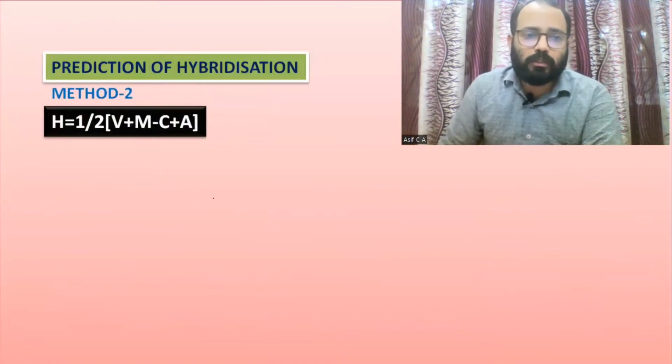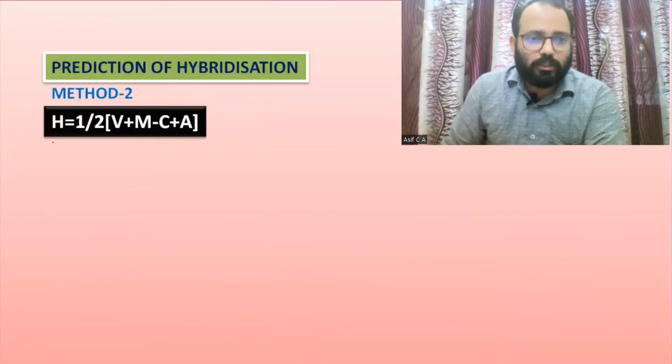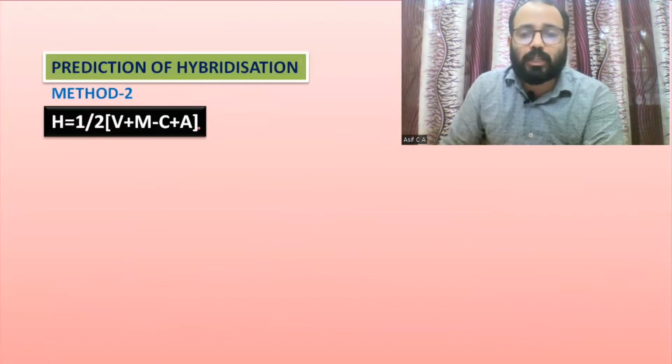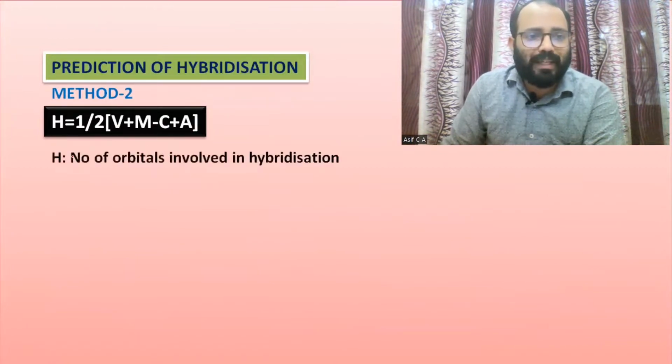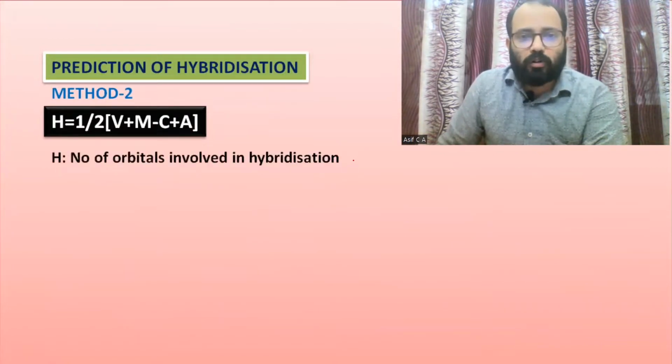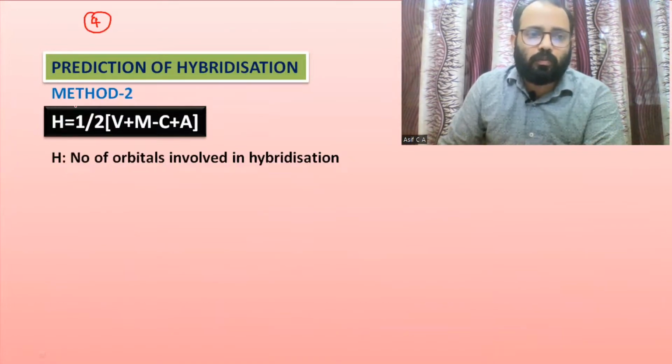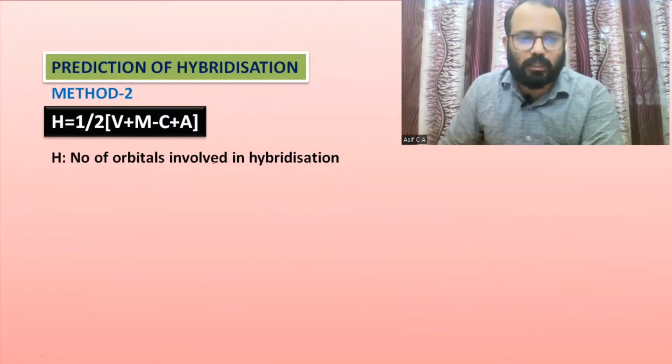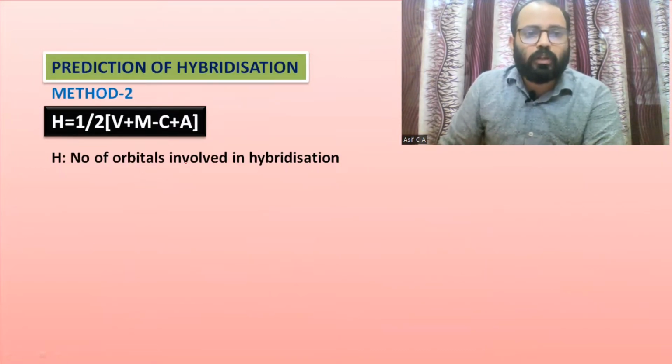You should remember this formula. Hybridization is equal to half into valence electron plus monovalent atom minus charge of cation plus charge of anion. Look at that. What is H? H is the number of orbitals involved in the hybridization. If a total number 4 வந்துச்சுன்னா 4 sp3 hybrid orbitals will be there, that we have discussed earlier. That number is what? H, number of orbitals involved in hybridization.